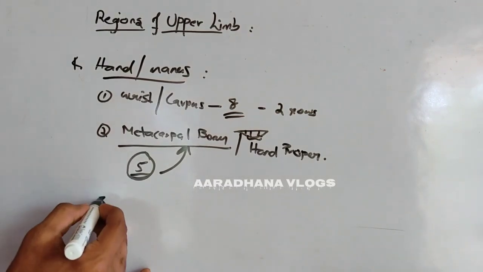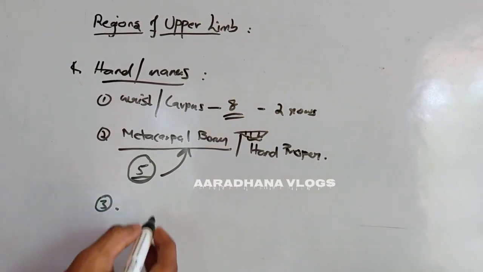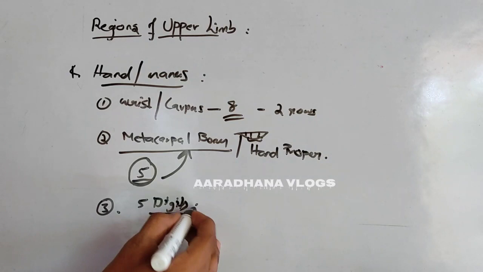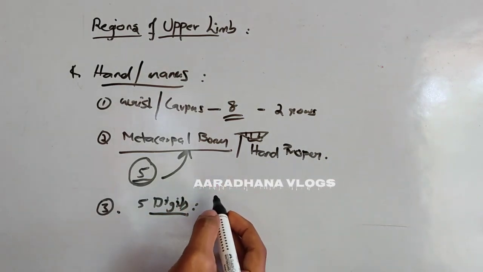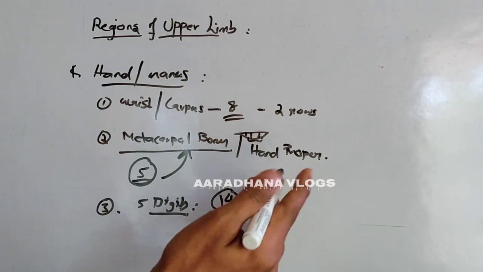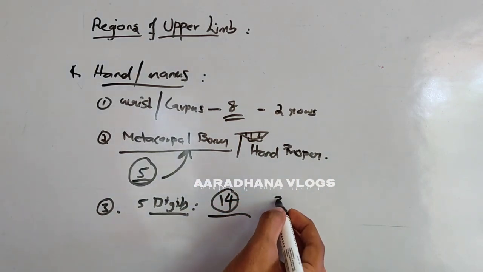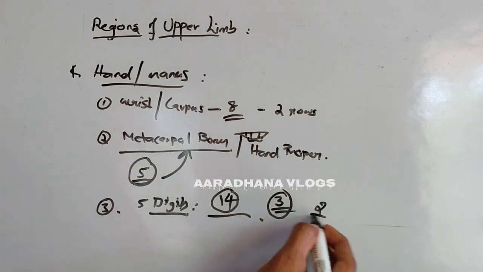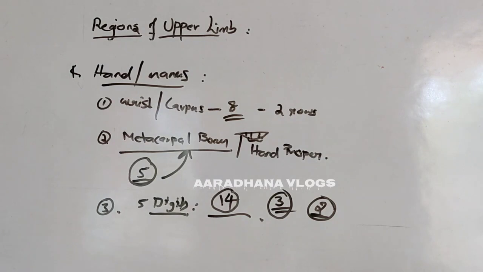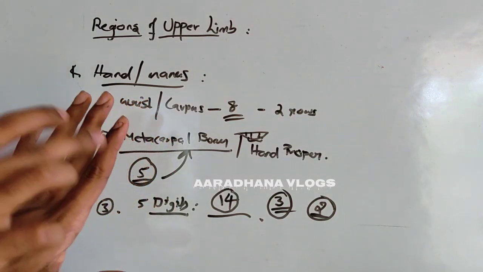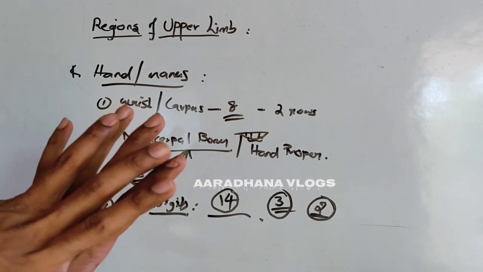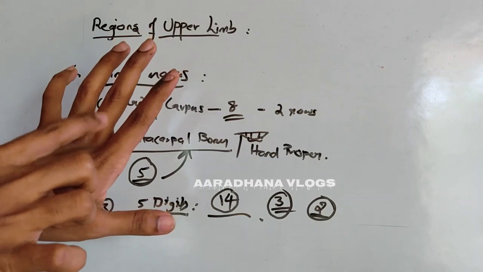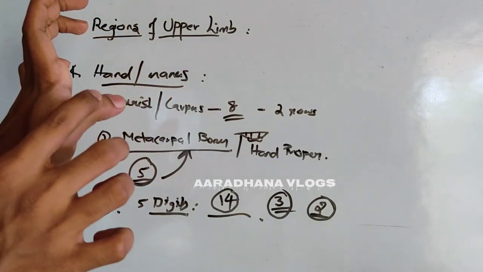And the third one, there are 5 digits, the thumb and the 4 fingers. So there are 14 phalanges: except the thumb, each finger has 3 phalanges. In the thumb there are 2. I had shown you the 5 metacarpal bones. There are 14 phalanges, that is 1, 2, 3, 4, 5, 6, 7, 8, 9, 10, 11, 12, and in the thumb only 2, 13 and 14.